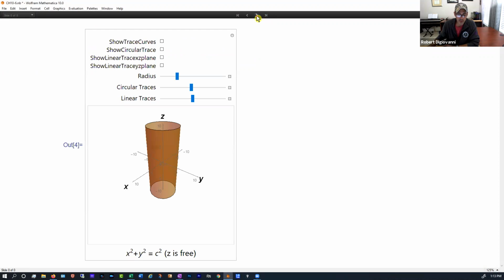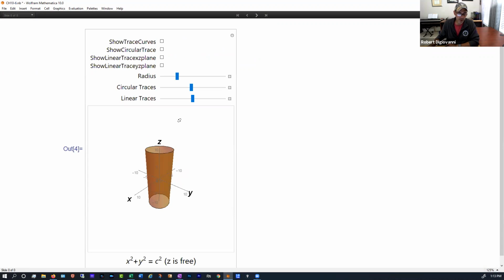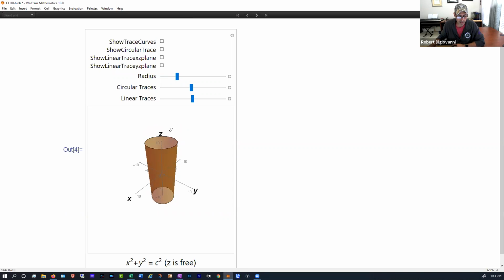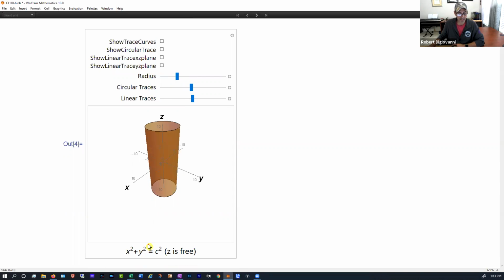Okay, so let's take a look at the general equation and go from there. So here it is, here's a cylinder, all right? Now, you have to understand that this cylinder goes up infinitely, just keeps going forever up and forever down. But I have to stop somewhere here. So if you look at the equation of this cylinder, down on the bottom, it's x squared plus y squared equals c squared. So notice that that's the same equation as a circle, isn't it? But see, we're in three-dimensional space now.